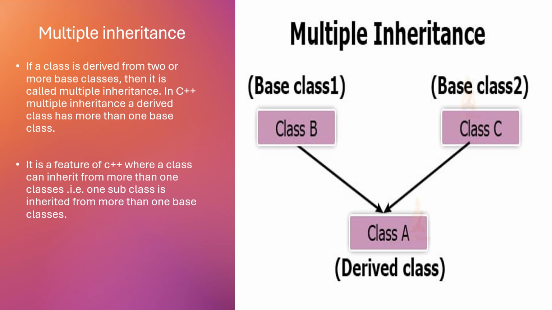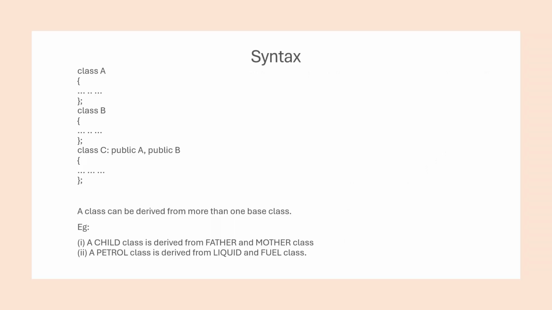In C++, multiple inheritance is a feature where a class can inherit from more than one class, that is, one subclass inherits from more than one base class. This concept is multiple inheritance. Class B and class C are the two base classes, and they can be inherited by the derived class A. So what will be the syntax for that?